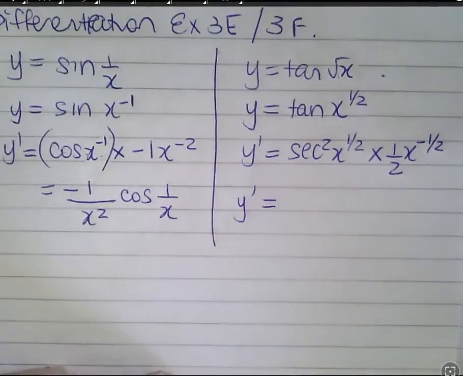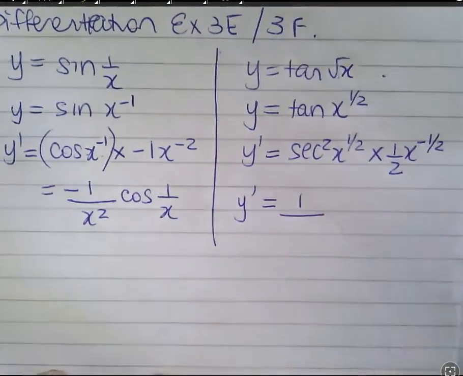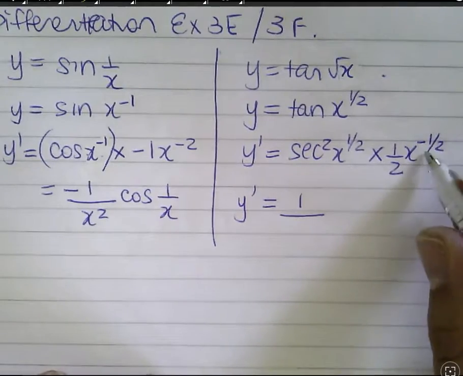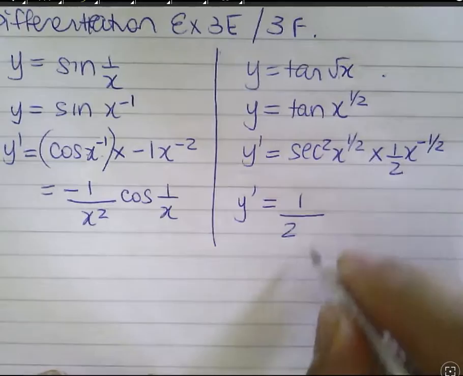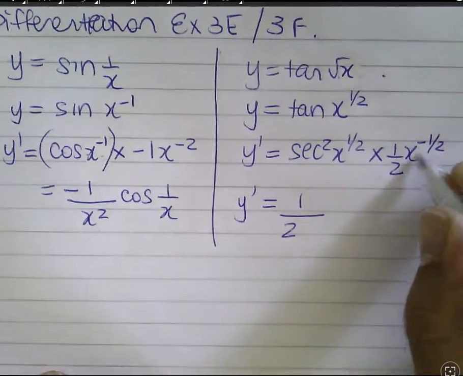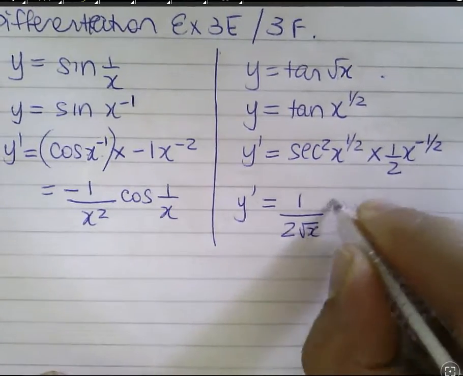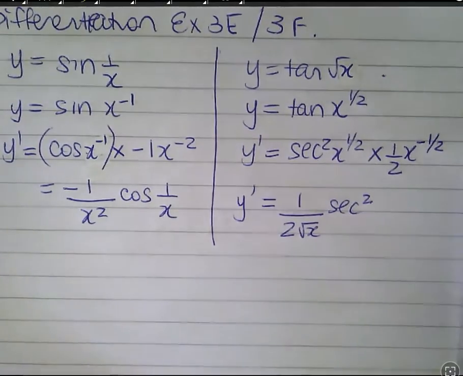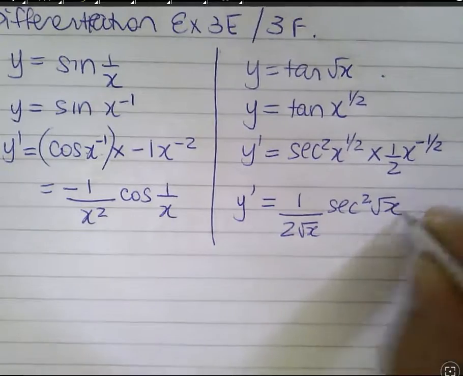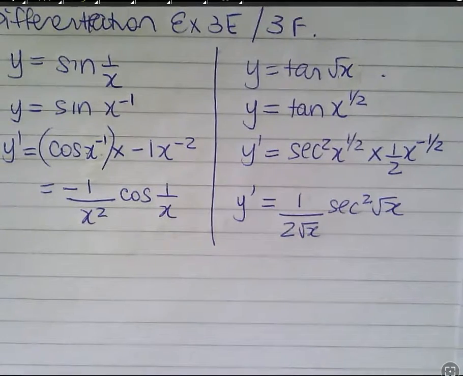So therefore y dash is what? 1 over, what do I do here? The 2's down the bottom. The root x is on the top, or the numerator or denominator? Denominator. And then I write sec squared. Instead of writing x to the half, how do I write it? Root x, the way the question was written. Notice the question, there are no powers of a half. Okay?